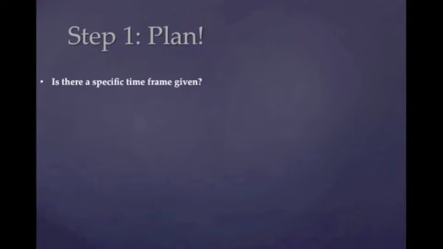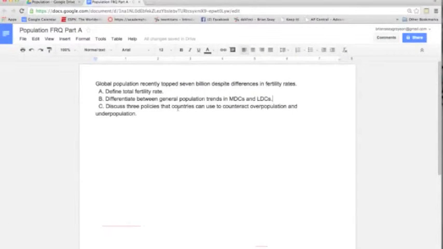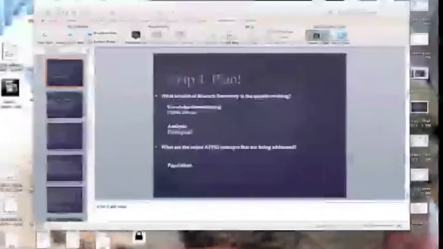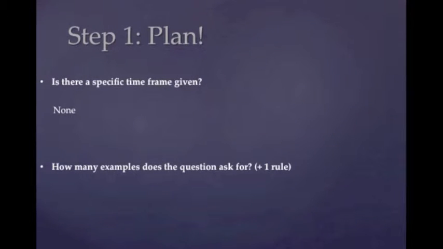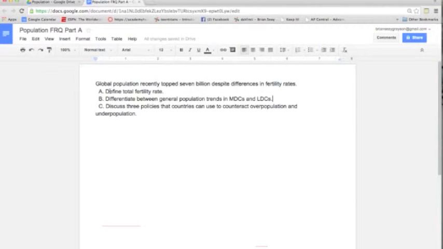Okay. Next question, is there a time frame given? Okay, go back to the question. No, there is not a time frame given. We'll put none. Finally, how many examples does the question ask for? Okay, so if we go back here, we have none mentioned in part A. We have none specifically mentioned in part B, but it looks like we have 3 specifically mentioned in part C.